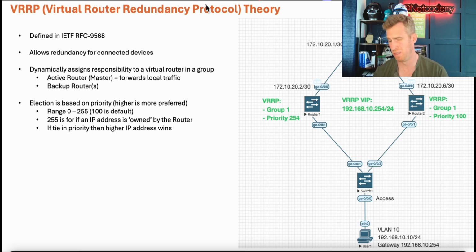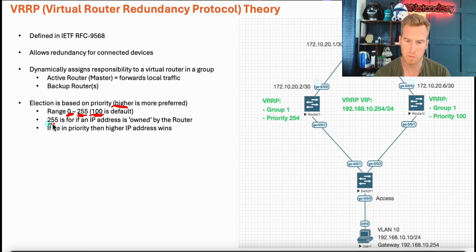Now, unlike the STP world where lower was better, in the VRRP world higher is actually better. There is a range from 0 to 255. The default on Junos is 100, so if you don't configure the priority value on router 1 or router 2, by default it's going to be set to 100. The highest, the best you can have, is 255. The lowest, or worst, priority value you can have is 0.